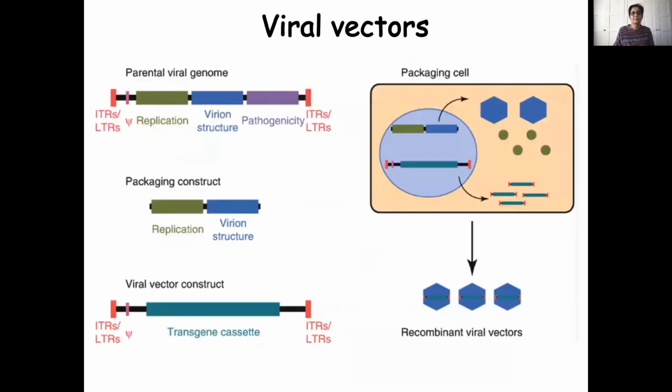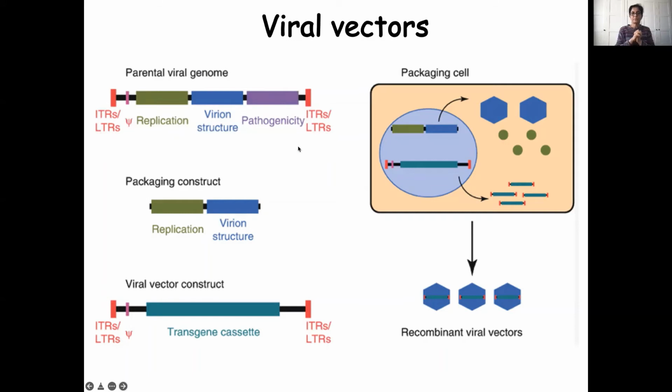So here is my viral genome. It's got different components. It has components which are required for virus replication and virus structure. And it has this purple rectangle here. These are the genes which are responsible for the pathogenicity, or the disease-causing ability, of that virus. So that is our natural virus genome.